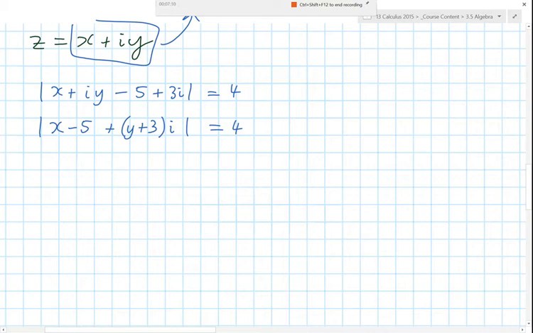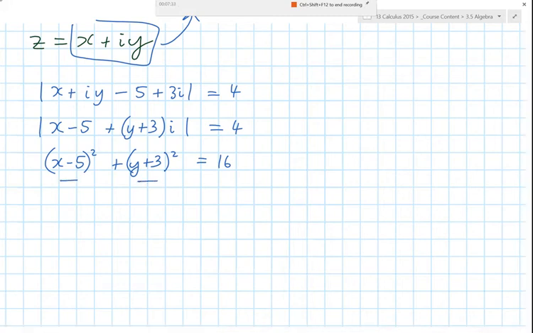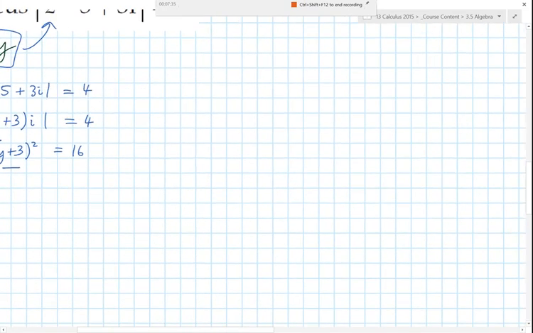And so we're just going to skip a step here and go straight to saying that x minus 5 squared plus y plus 3 squared is equal to 16. Okay, and you should recognize this as a circle as well, where the radius is going to be 4, and these coordinates give us the coordinates of the center. So this is going to be at positive 5 and negative 3 on the y-axis.